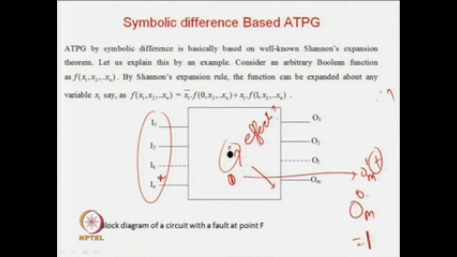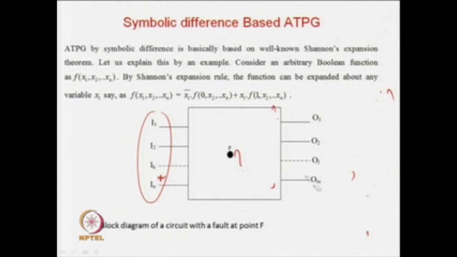In other words, if this fault is to have an effect on this output, or for that matter any of the outputs, then if the value is 0, whatever value say x, and if the value is 1, then the output value should be x prime. Or it can be the other way around also, that is x prime and x.